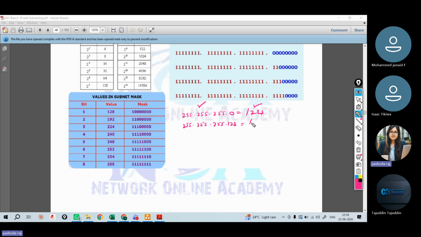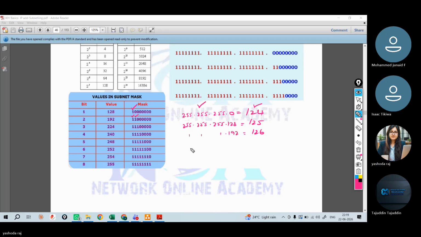Next, 255.255.255.128, which is equal to slash 25. That means 1 bit is converted to a network bit. Got it? Next, same thing, I'm going to use the same and 192, which is equal to slash 26. That means 2 bits are turned on.